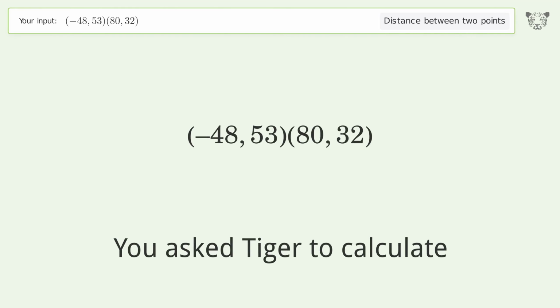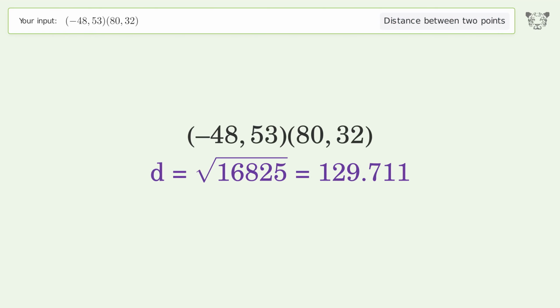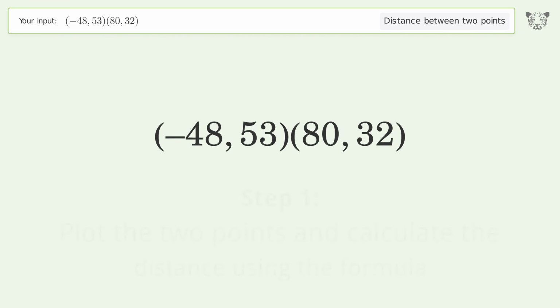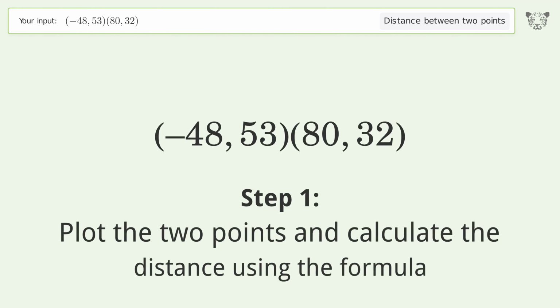You ask Tiger to calculate. This deals with the distance between 2 points. The distance between the 2 points is the square root of 16,825 or 129.711. Let's solve it step by step. Plot the 2 points and calculate the distance using the formula.